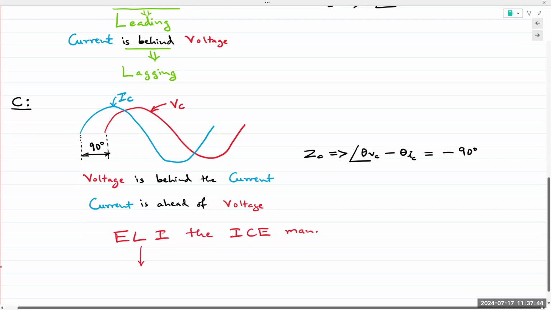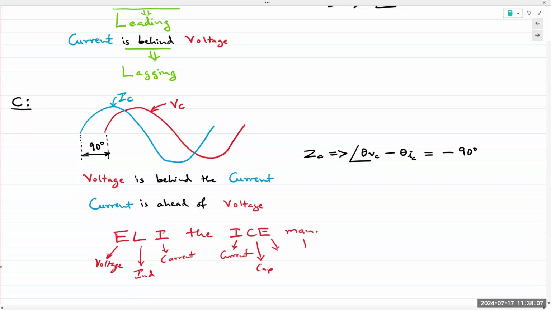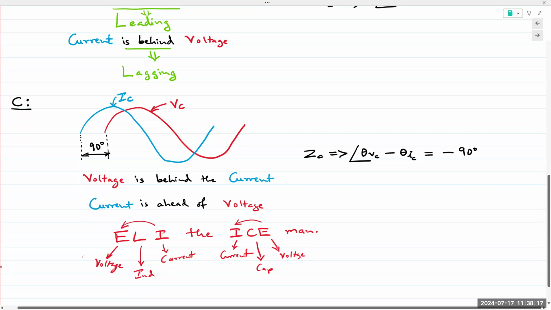We know that L and C stand for inductor and capacitor. We know that I stands for current. What does E stand for? Electromotive force, or voltage. So for an inductor, the voltage always comes before the current. For a capacitor, the current always comes before the voltage. That's how this mnemonic works.